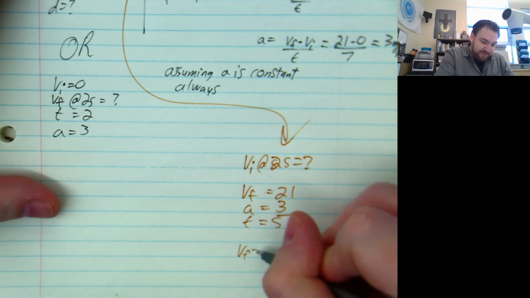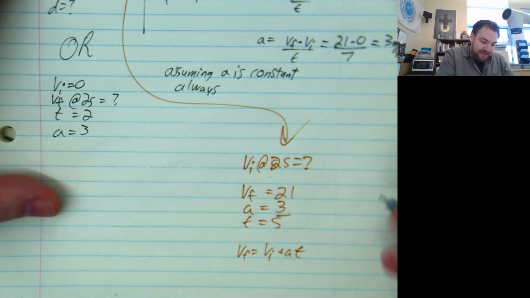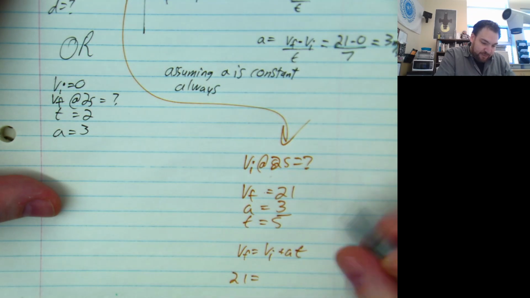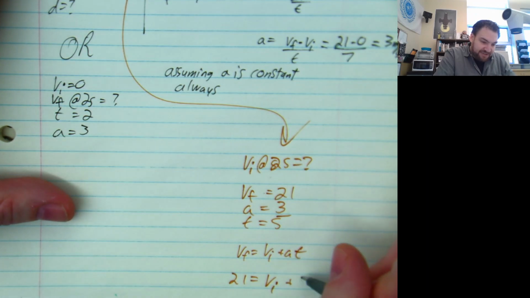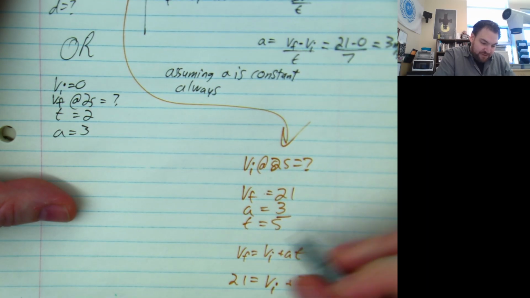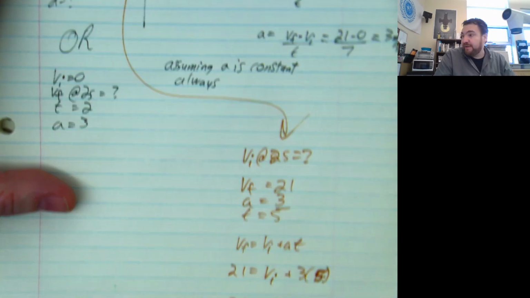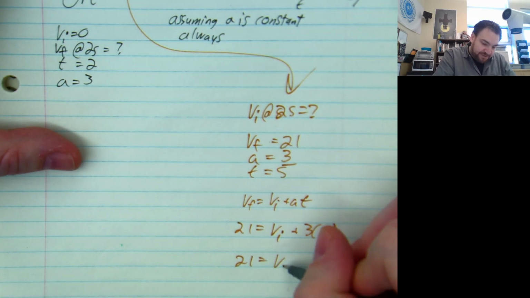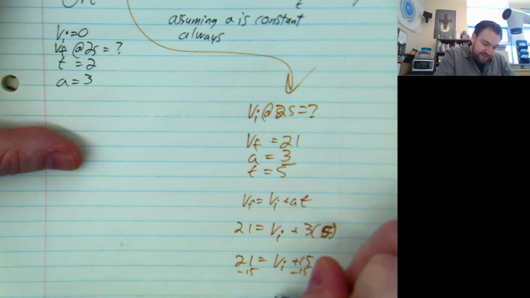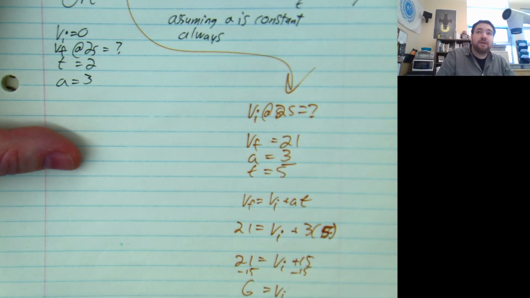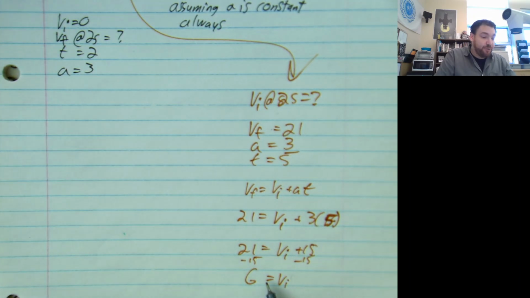So VF is going to equal VI plus AT. So 21 is going to equal VI, which is what you're looking for if you set it up your way, plus 3 times 5. So it's going to be 21 equals VI plus 15. Minus 15 on both sides, and you're going to see that VI is equal to 6. But this is your VI that you set to be at 2 seconds. You're looking at the last 5 seconds of the problem.